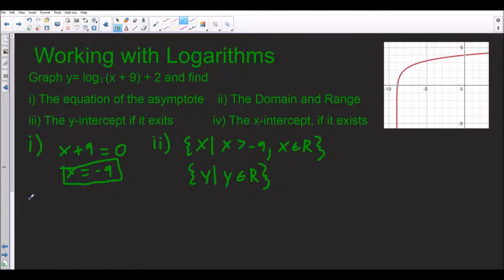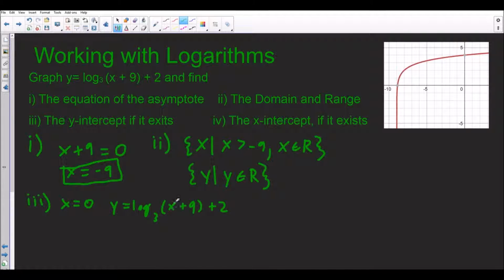So let's find the y-intercept. The y-intercept is just where x is equal to 0. It's always the same. We can always just set x equal to 0 and solve for it. So let's use our equation here: y is equal to log base 3 of x plus 9, plus 2.